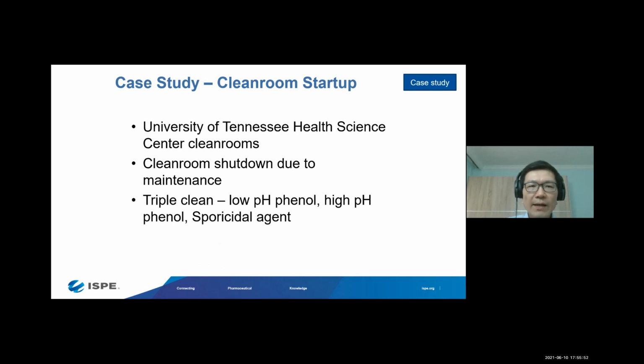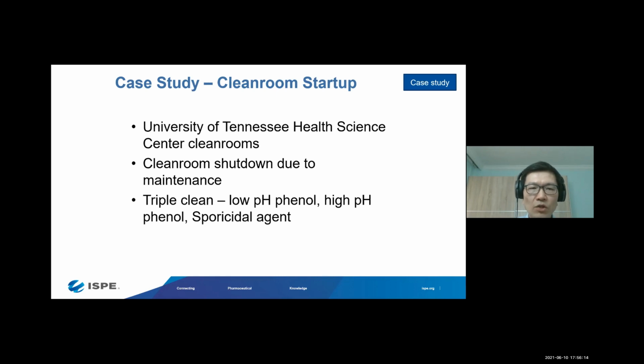So next, I'll get into these case studies on the clean room startup. This case study is basically in the University of Tennessee Health Science Center clean rooms in the US. This is a university-owned contract manufacturing facility. In this case, the clean room shutdown is due to maintenance and some engineering work.